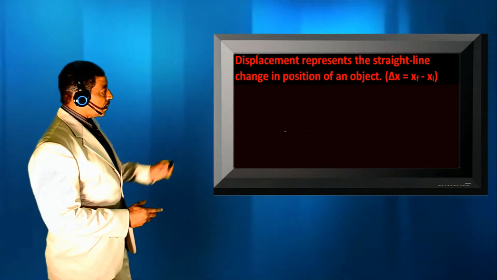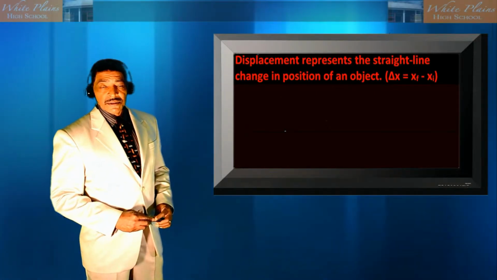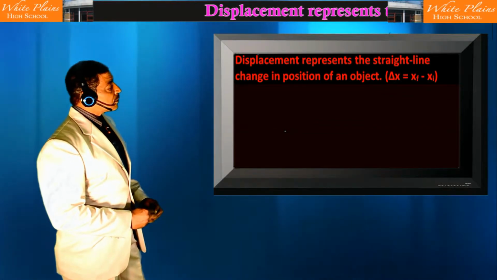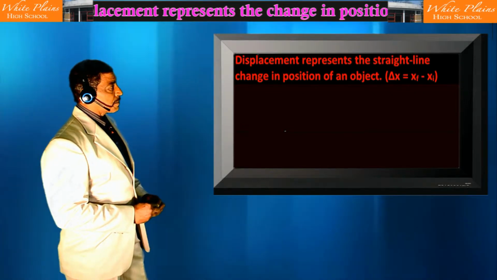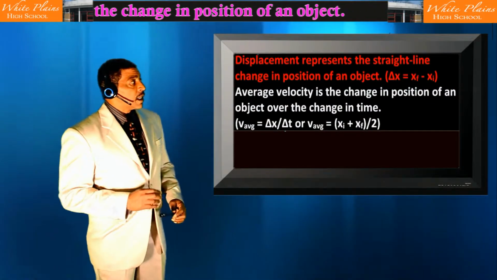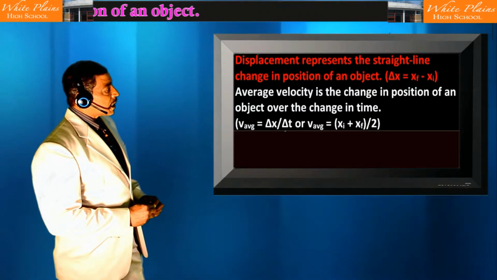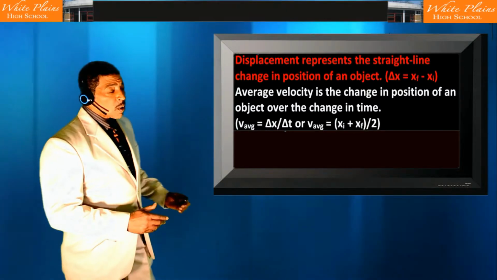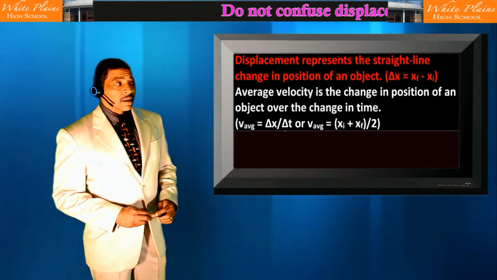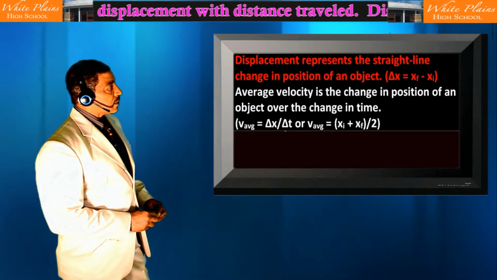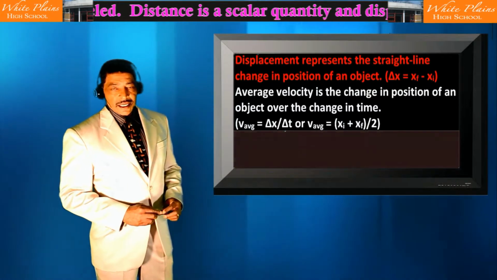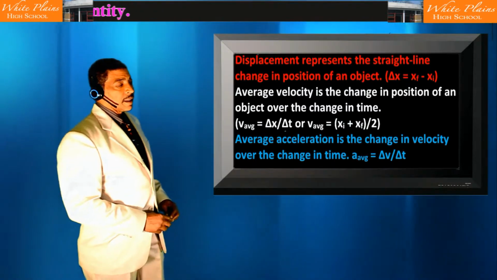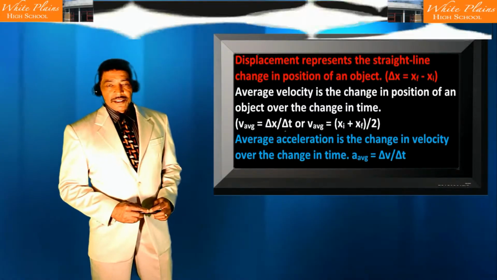Displacement, delta x, is equal to the final position of an object minus its initial position, or delta x is equal to x sub f minus x sub i. Average velocity is equal to the object's displacement divided by the change in time, delta x divided by delta t. Or, average velocity may be calculated by adding the initial velocity plus the final velocity and dividing by 2. Average acceleration is equal to delta v divided by delta t.